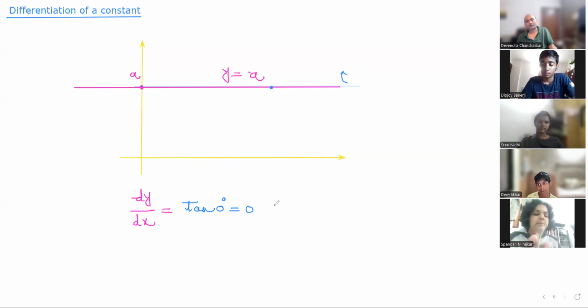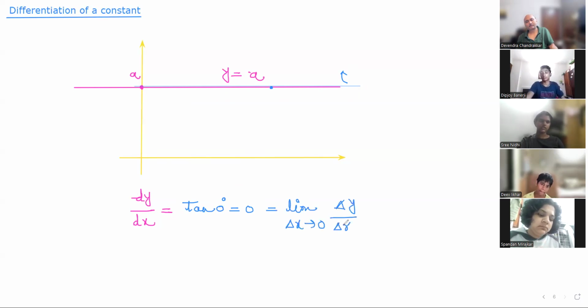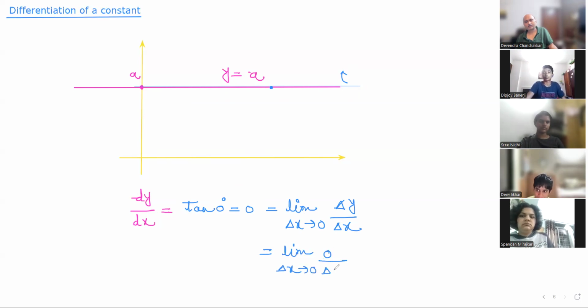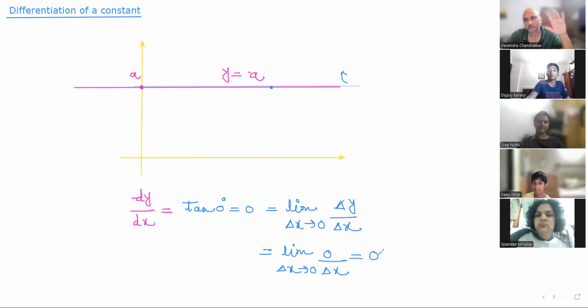Using the mathematical expression, limit delta x tends to 0, delta y by delta x. Now you can see here that x keeps on changing, but y remains constant. So what is change in y? It's 0, right? 0 upon delta x. So this becomes 0. I hope all of you understood this. So differentiation of a constant is always equal to 0. Clear? Write it.